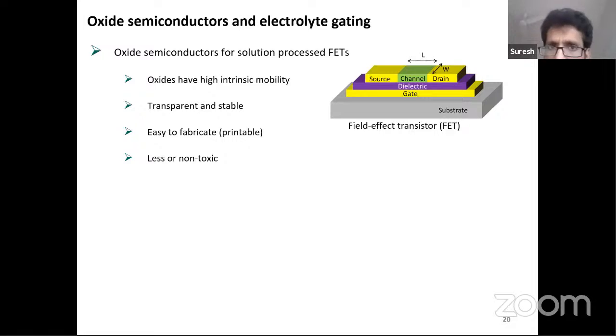So this is my PhD work. During my PhD work, I have used oxide semiconductors and electrolyte gating concept. You might wonder why I have used oxide semiconductors. Why not silicon-based semiconductors? Does anyone know what is the disadvantage with silicon? Do you know the concept of oxidation? Anyone know what is oxidation?